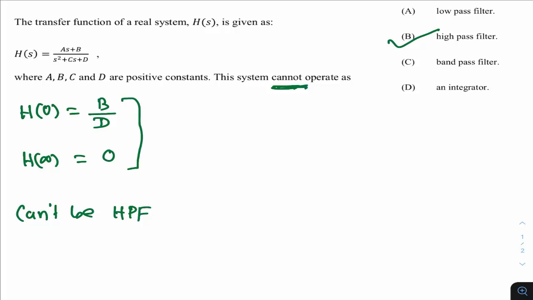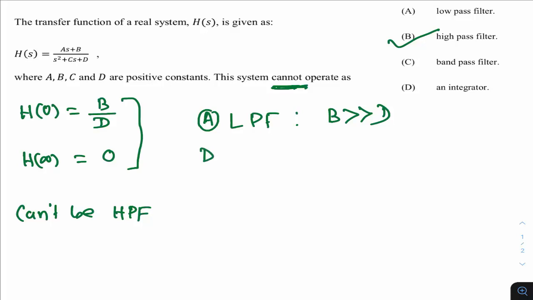So let us also discuss the other options. Low pass filter, is it possible? Yes. For a low pass filter, I should select the value of b significantly greater than d. That means the low frequency gain is high, and the high frequency gain is 0 anyway. So it is a low pass filter.